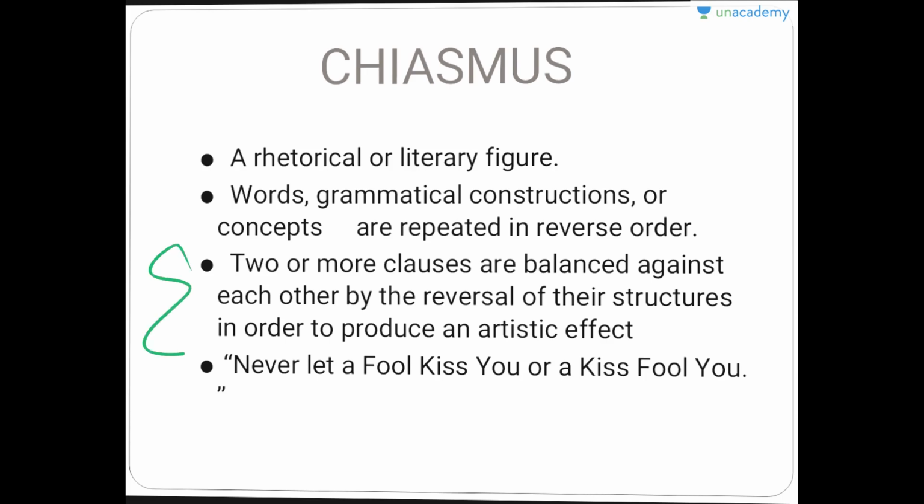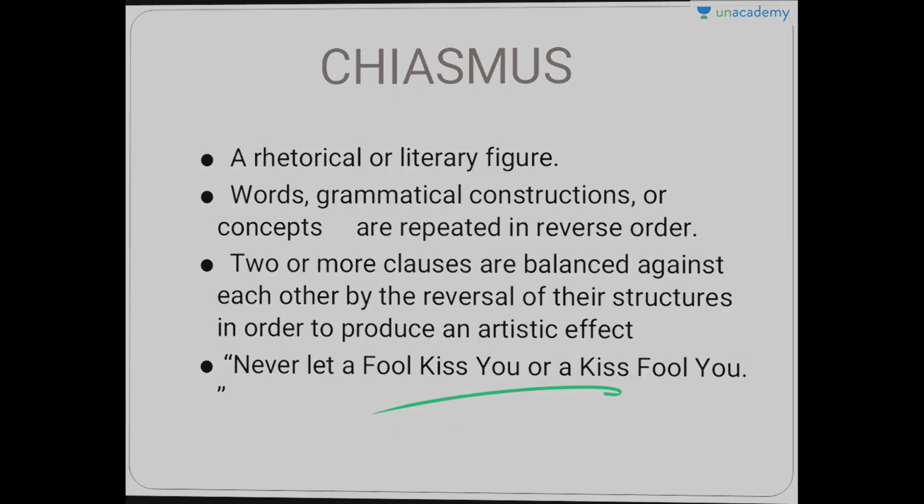Let's read the other point. Two or more clauses are balanced against each other by the reversal of their structure in order to produce an artistic effect. So you can count this as a purpose of chiasmus: to create an artistic effect. And it applies a crisscross structure. Basically chiasmus has a crisscross structure, and you can also relate chiasmus to the yin yang sign, this sign which has two dots here. It is black and white, and it means there is some good in evil, and also some evil in good. So I really hope you are getting the idea of crisscross and what chiasmus is.